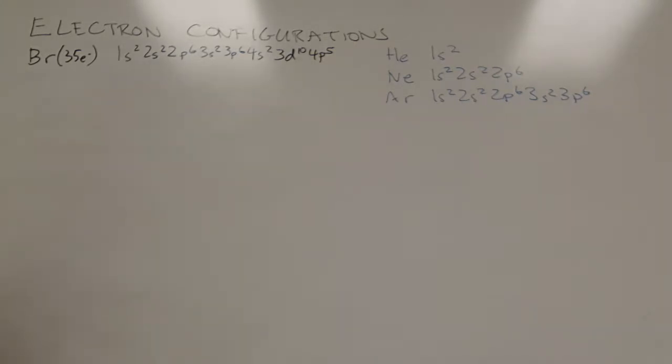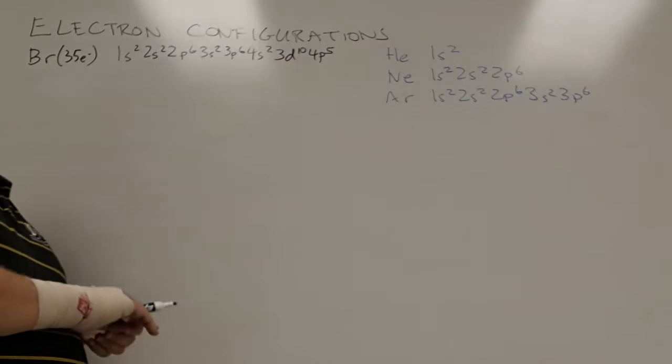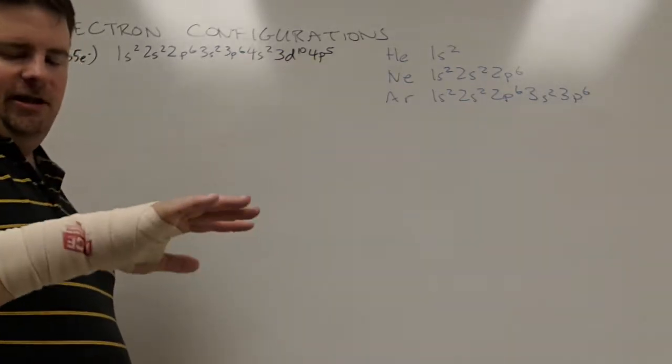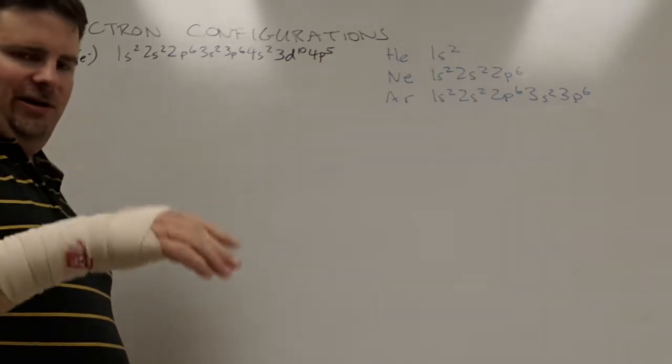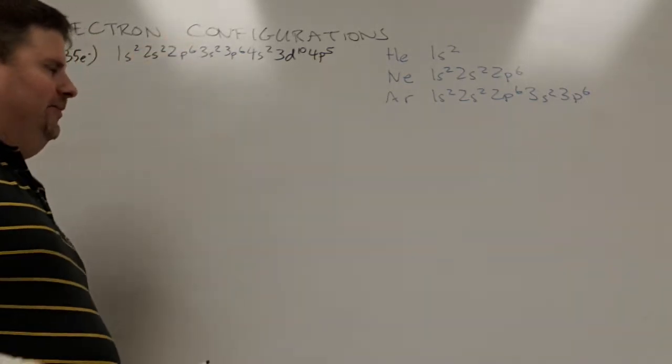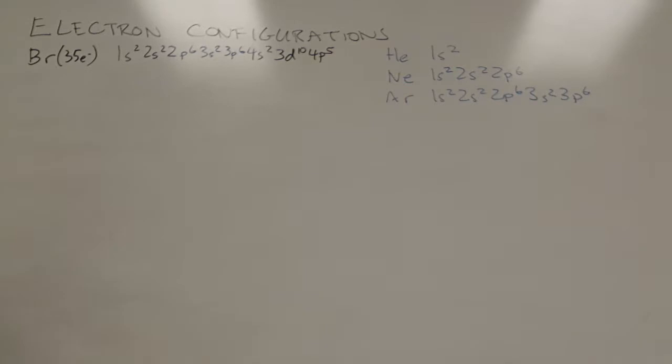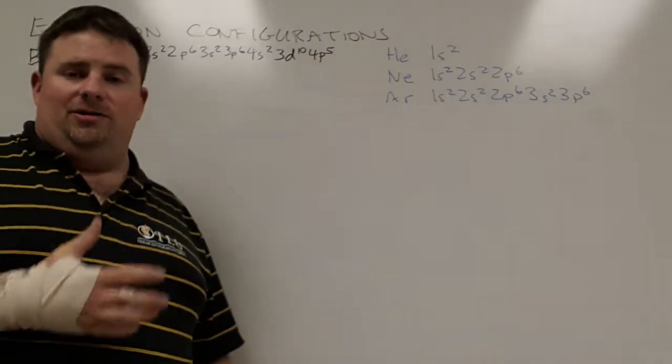Now, if you notice, I've got something on my wrist, and that's because the dog beat me up. Yeah, it was just one of those weird accidents with the leash, and there's my wrist. So my wrist is hurting, so I don't want to draw too much on the periodic table.